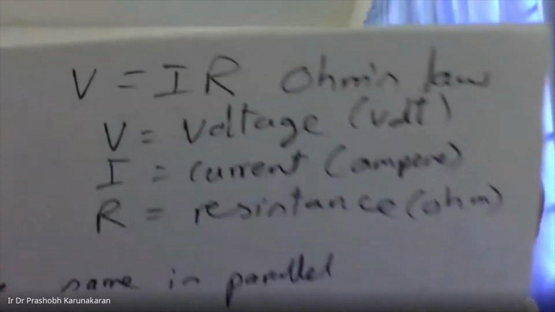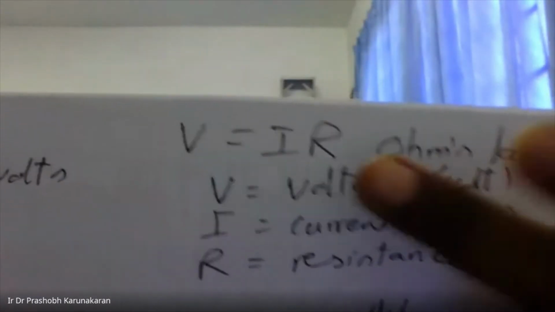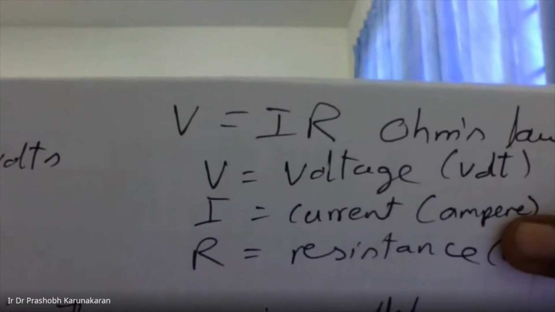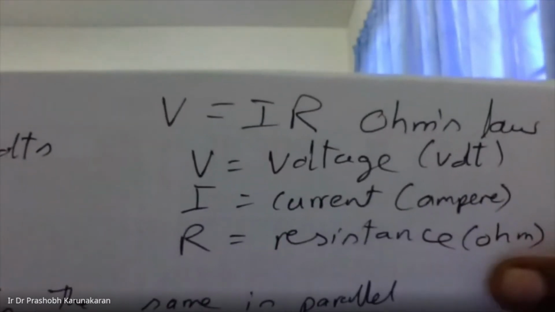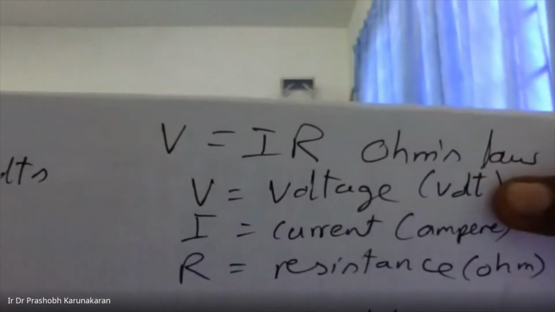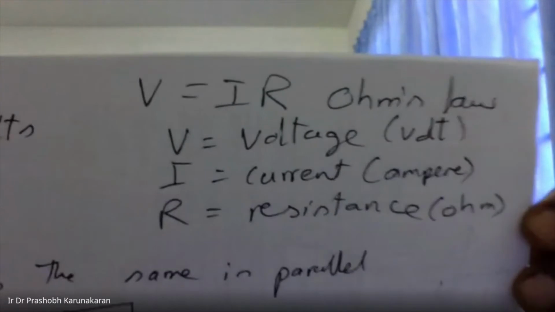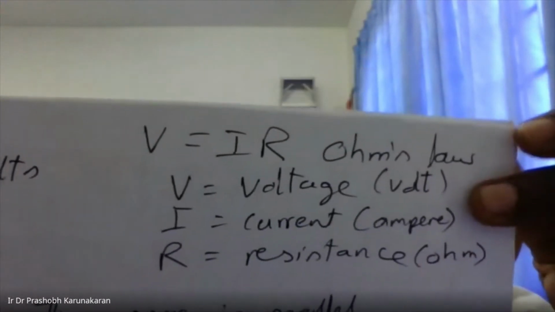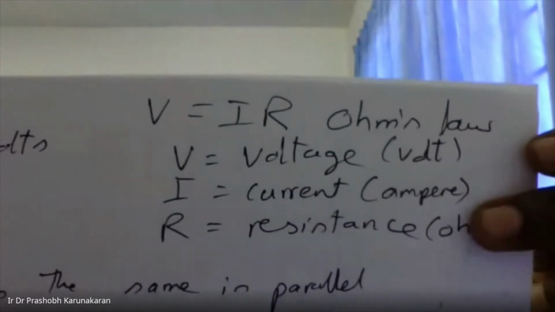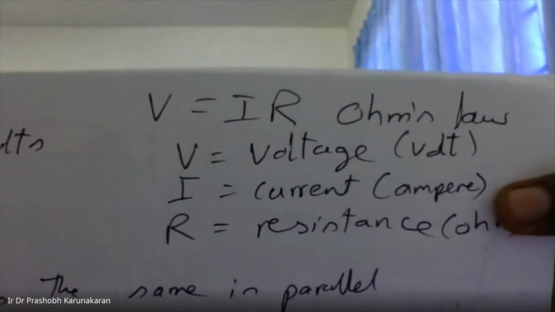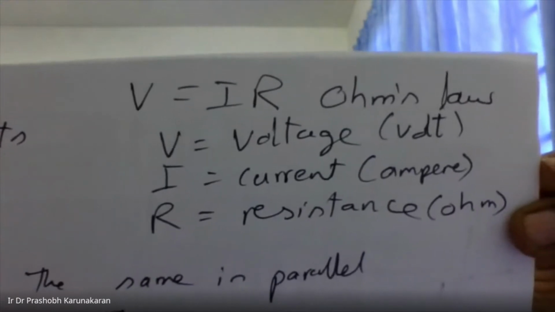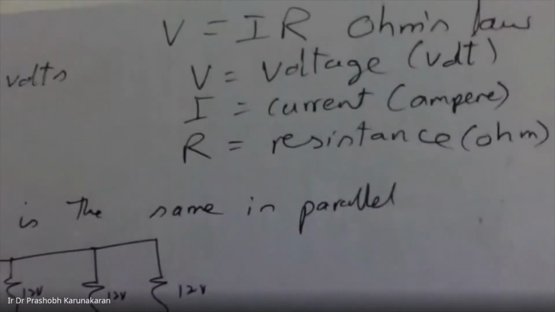So the unit of voltage is volt. Unit of current is ampere, and unit of resistance is ohm. So ohm, ampere, and volt are named after different scientists. Volt came from an Italian scientist named Volta. Ampere is from a French scientist named Ampere. And ohm is from a German scientist named Ohm. So these are the units.